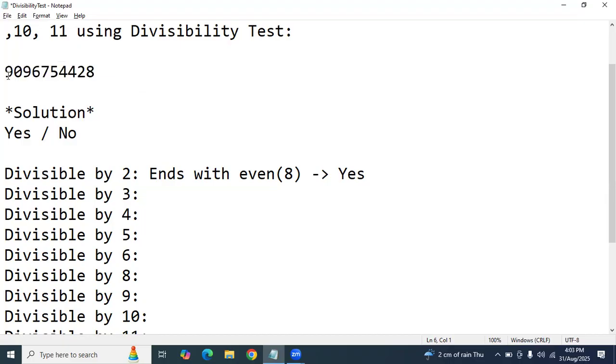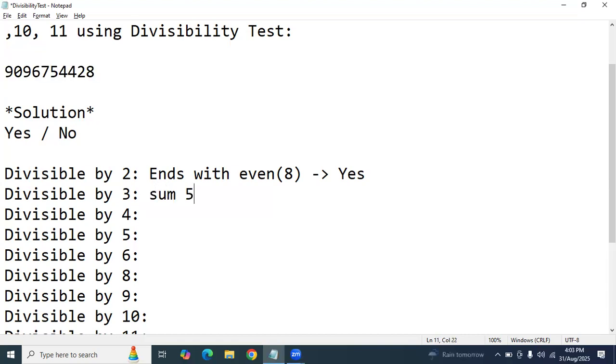So let's try to add all the digits. Let's start from the left. 9. 9 plus 0 is 9. 9 plus 9 is 18. 18 plus 6 is 24. 24 plus 7 is 31. 31 plus 5 is 36. 36 plus 4 is 40. 40 plus 4 is 44. 44 plus 2 is 46. 46 plus 8 is 54. So we added all these numbers individually and we got our answer as 54.